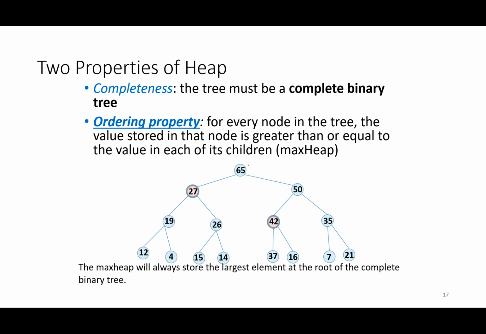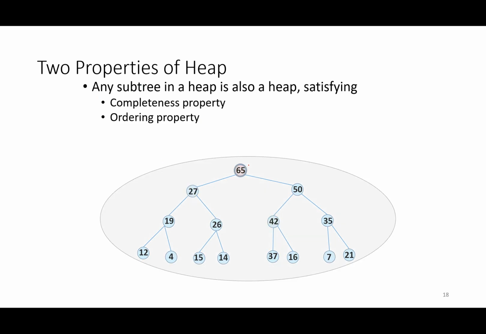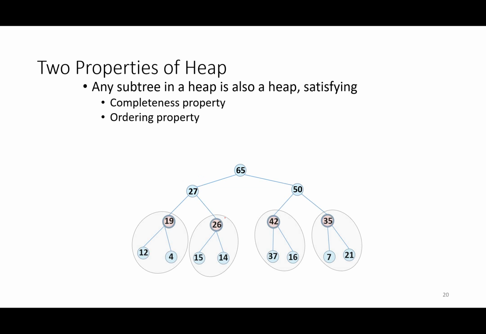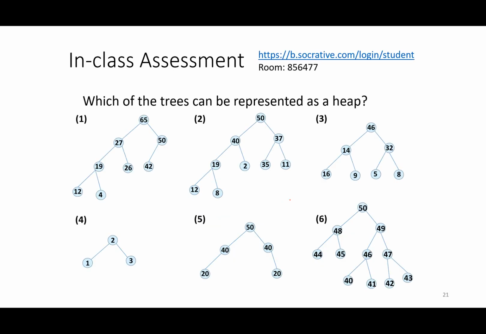And this ordering property also satisfies the recursive definition. Any subtree in a heap is also a heap, satisfying the completeness property and the ordering property. For example, 65 is the root, and its two subtrees are also heap structures, satisfying the completeness and ordering properties, right? Every root in the tree or subtree should be the largest or smallest. If it's a maximum heap, it's the largest. If it's a minimum heap, the root in the tree or subtree should be the smallest one. And if we go to the next level, you will find the subtree in the next level is also a heap. This is a recursive definition.